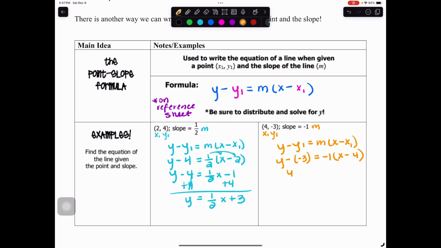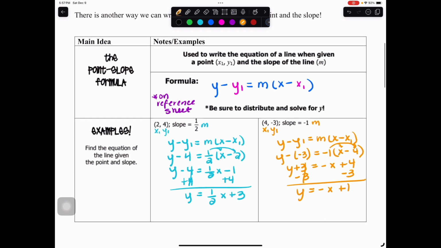So now we can start simplifying. This is really y plus 3 because of the double negatives. And then when I distribute the -1 through, I get -x and positive 4. And then to get y alone, we would have to subtract 3 from both sides. So y is equal to -x plus 1. And there's our equation. So point slope is nice with the formula on the reference sheet because you can just put the coordinates in their respective spots and then simplify.